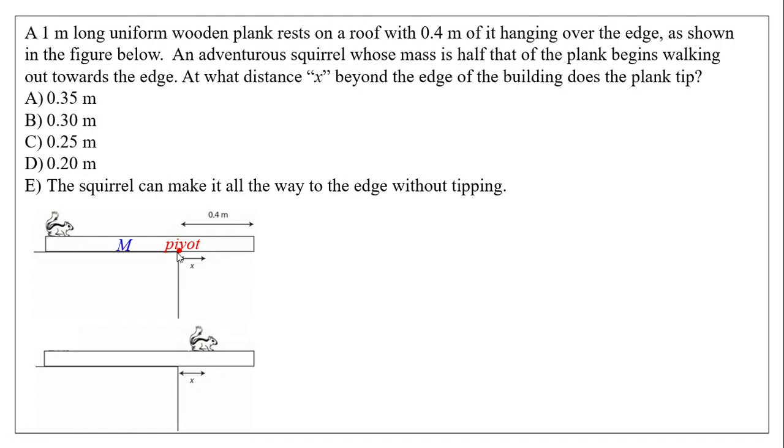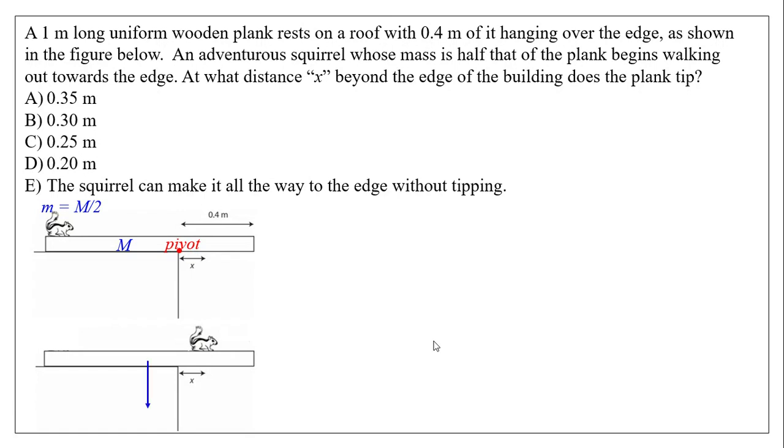And then I want to call the mass of the plank capital M. I don't know what M is, I'm just going to call it capital M. And then the squirrel itself: it says in the problem that the mass of the squirrel is half that of the plank. So I'm going to call the mass of the squirrel little m, and little m is going to equal the mass of the plank, capital M, divided by 2. So I'm just going to make a true statement there. Once I have that, I'm going to draw my forces out, find my R relative to the pivot, and really just set up torque and be done with it.